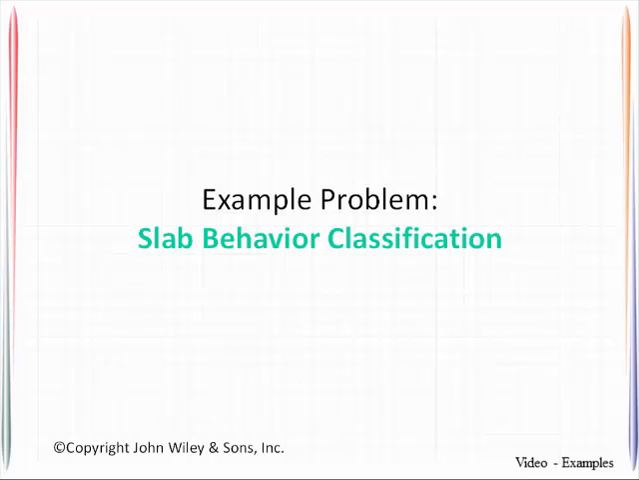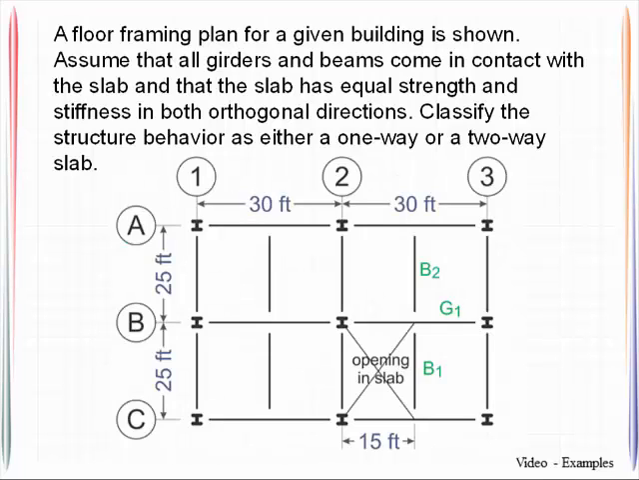In this example, you will learn how to identify two-way action in a slab. We're going to take a look at this particular floor framing plan. And what we are being told here is that we are to assume that all girders and beams come in contact with the slab, and that the slab has equal strength and stiffness in both orthogonal directions. What we're being asked to do is to identify whether it's a one-way or a two-way slab.